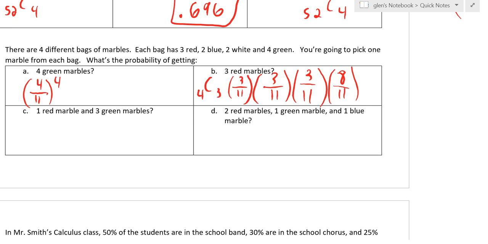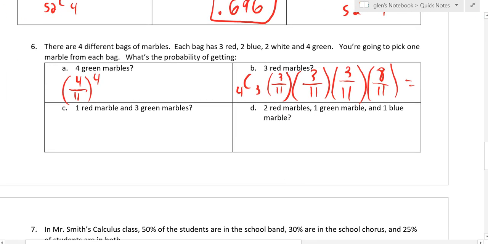Yes, and you're going to get an answer. So you're doing one that's not red because you have to choose 4. Yeah, and there's 3 red marbles, and then 1's not red. Now, how are A and B different? A is just 4 green. So it's 4 out of 11, 4 out of 11, 4 out of 11, 4 out of 11. We're just multiplying the probability of each thing happening.